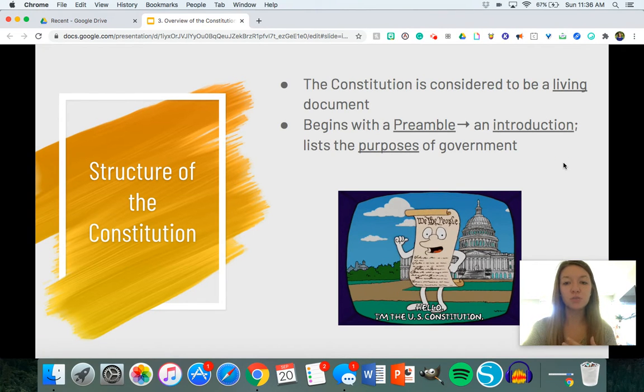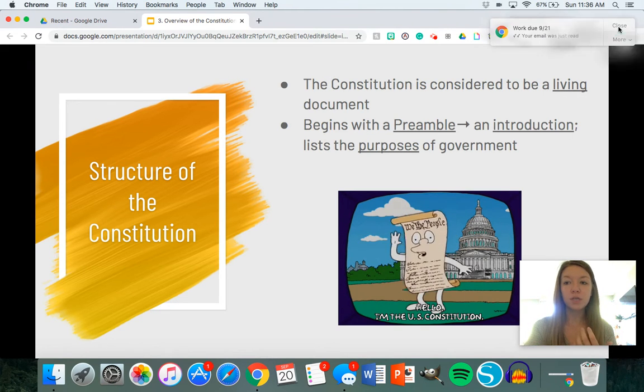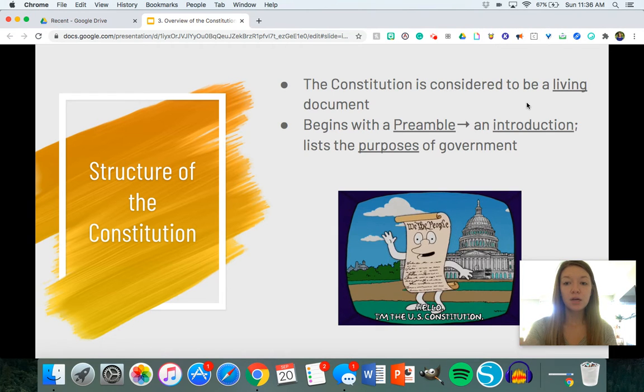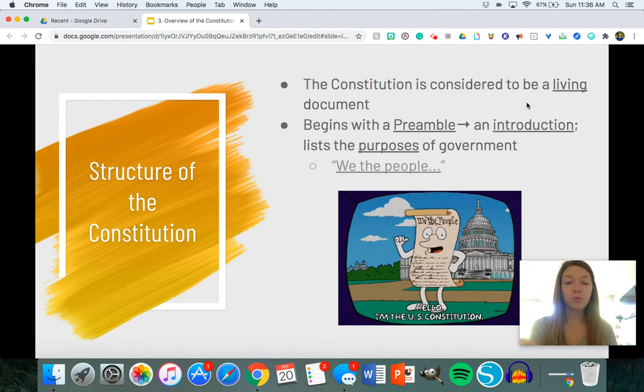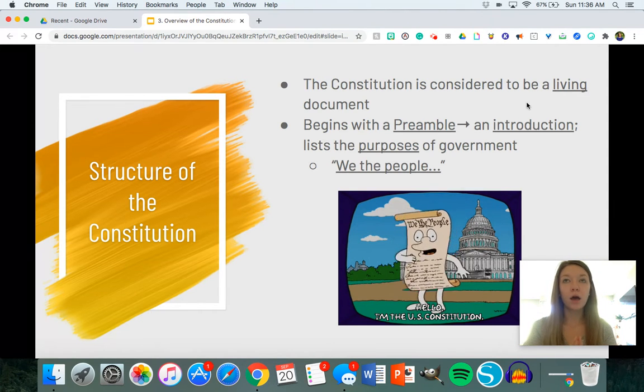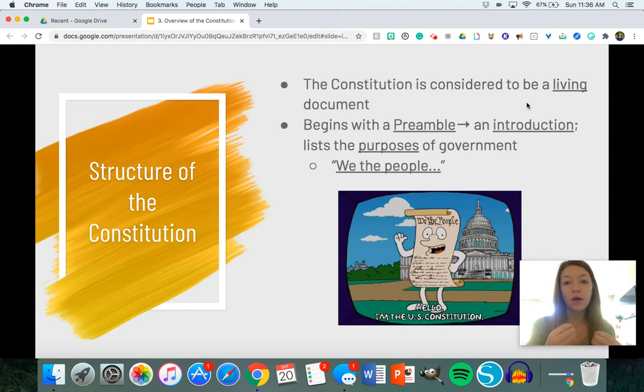And the Constitution begins with a preamble, and a preamble is an introduction. Just like we see with the Declaration of Independence, we see a preamble here. And this preamble of our Constitution lists the purposes of our government. So our Constitution starts off with that famous phrase, "We the people," right? Again, signifying how important the power of the people is to our Constitution. So "we the people" really is showing you popular sovereignty, because without the people, there would be no government, there would be no Constitution.